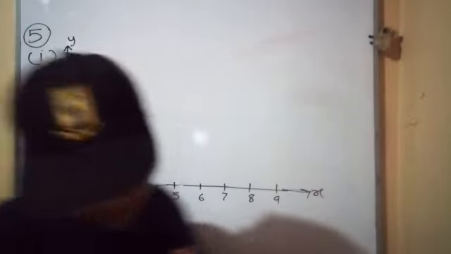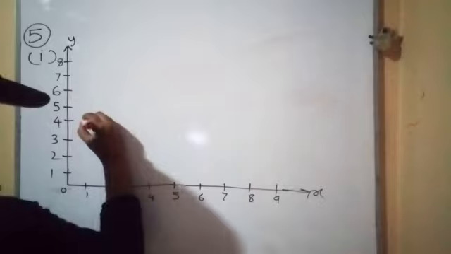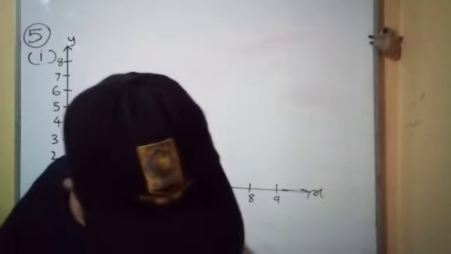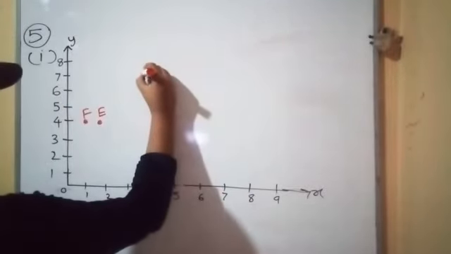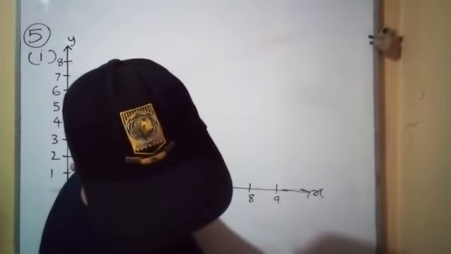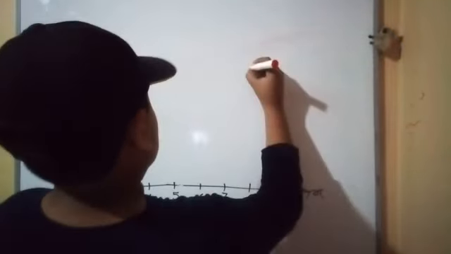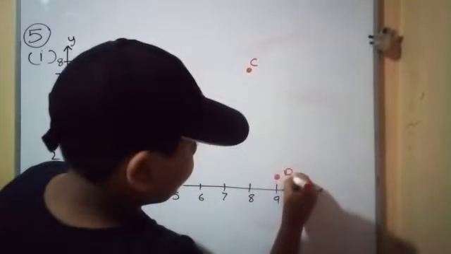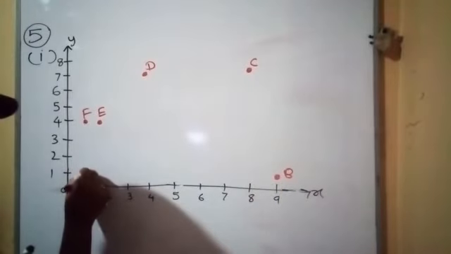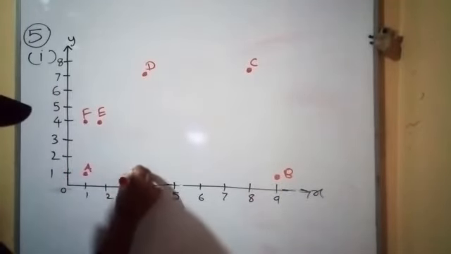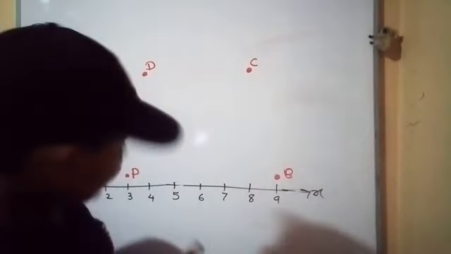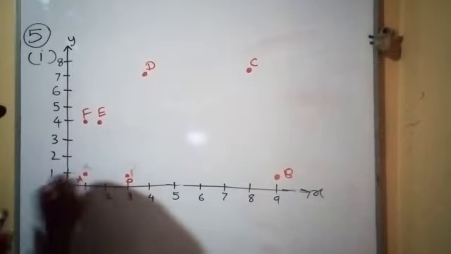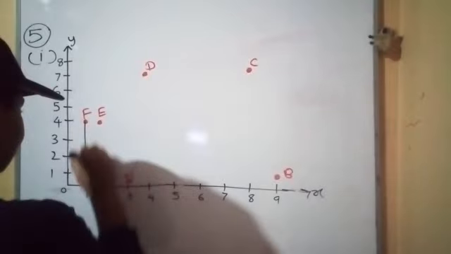F is there and E is there. F, E. Now D is in there, C is in there, and B is there. Now A is in there and P is in there. Join. Yes, we join. Join this. Now this.